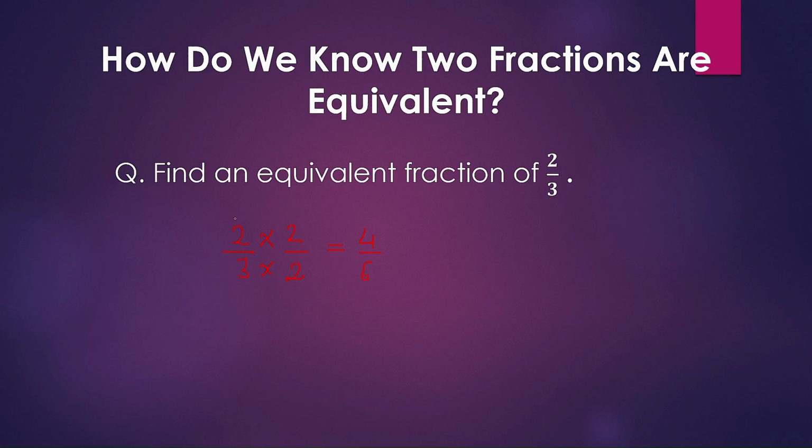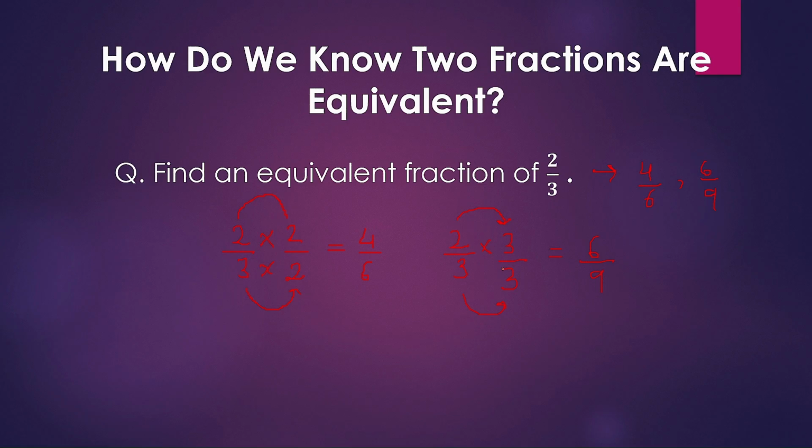Here, in the multiplication, you just have to multiply the numerator by 2 and the denominator by 2, and we get 4 by 6. You can also multiply 2 by 3 by 3 as well. Again, we are going to get an equivalent fraction. So 2 multiplied by 3 is 6 and 3 multiplied by 3 is 9. So the new fraction that we have achieved is 6 by 9. So we can say the equivalent fractions of 2 by 3 are 4 by 6 and 6 by 9.